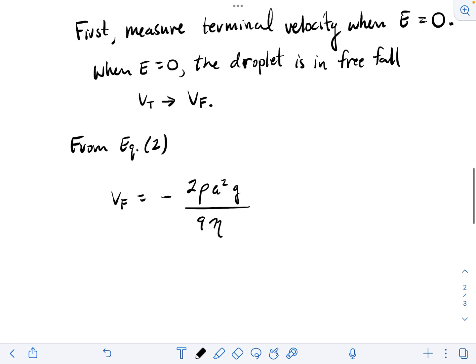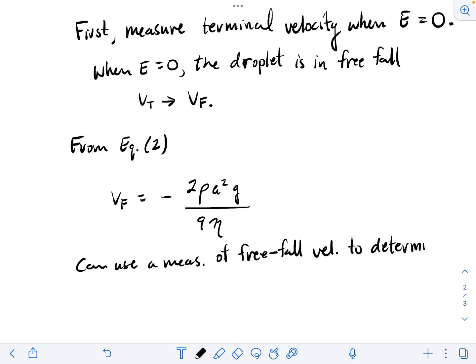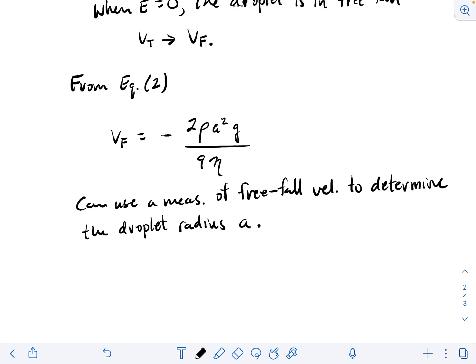We can use a measurement of the free fall velocity to determine the droplet radius A. So if we solve equation 2 for A, what we would find is A squared is equal to minus 9 eta times the free fall velocity divided by 2 rho g, and then we would take a square root.